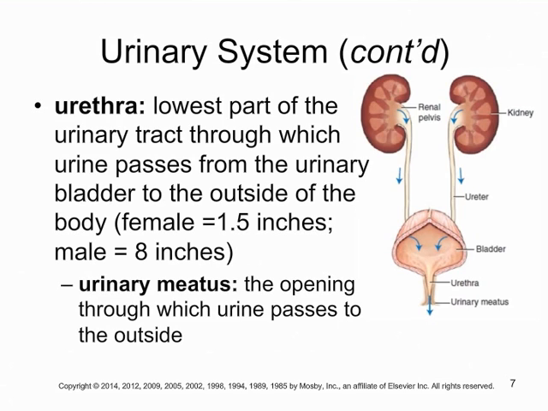From the bladder, we then have the urethra, which I mentioned before is anatomically different between males and females, but it's the lowest part of the urinary tract where the urine goes from the bladder to outside the body. The actual opening is called the urinary meatus. Meatus is just the generic term meaning opening. For example, we had it when we had external auditory meatus in the ear.